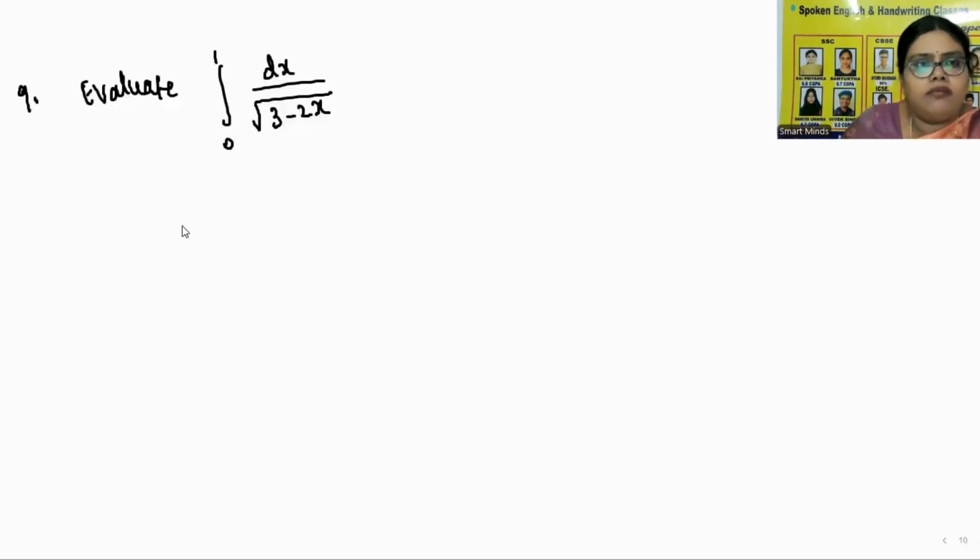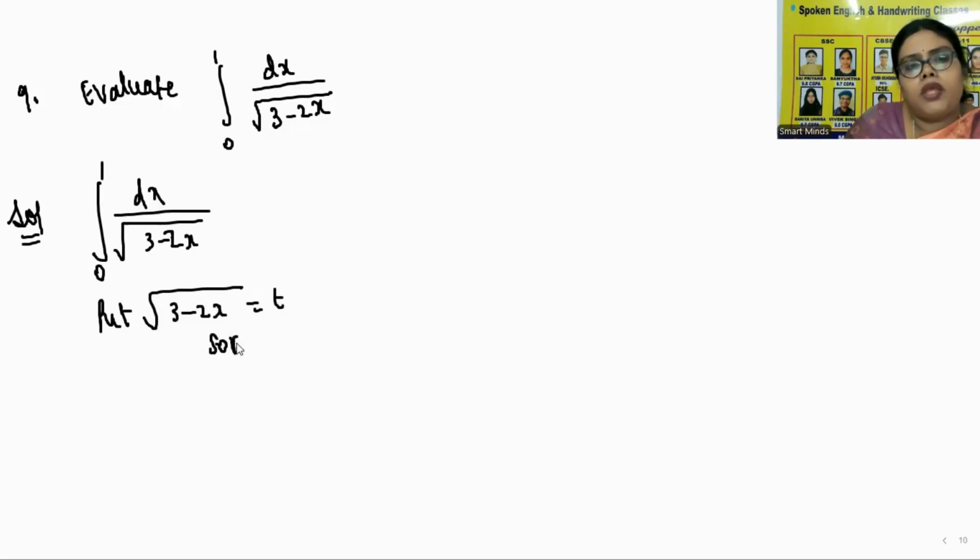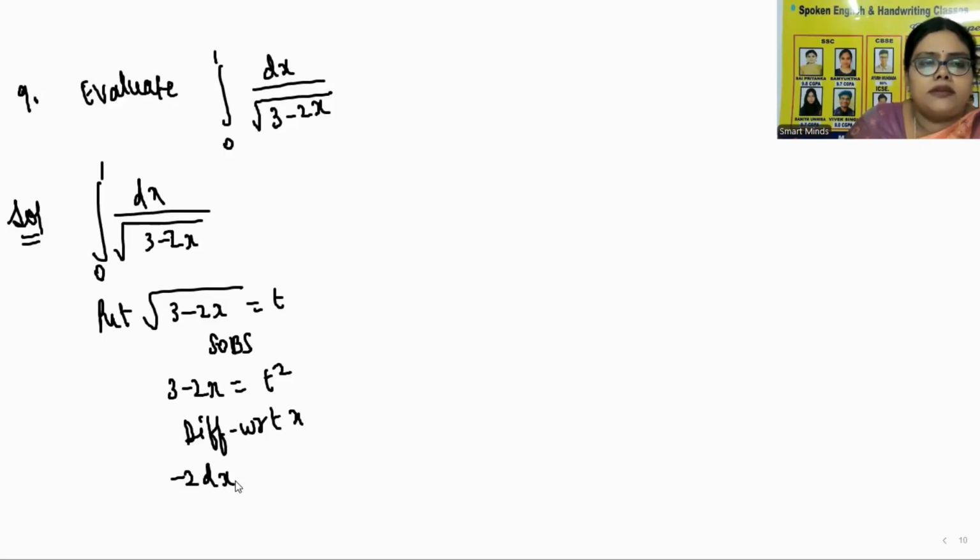Now take the next question. Evaluate integral 0 to 1 dx by root over 3 minus 2x. So first let us take the question 0 to 1 dx by root over 3 minus 2x. Again we need to use the substitution method here. So put root over 3 minus 2x is equal to t. If you square on both sides you will get 3 minus 2x is equal to t square. Now differentiating with respect to x you will get minus 2 dx is equal to 2t dt. So 2 gets cancelled. dx is equal to minus t dt.